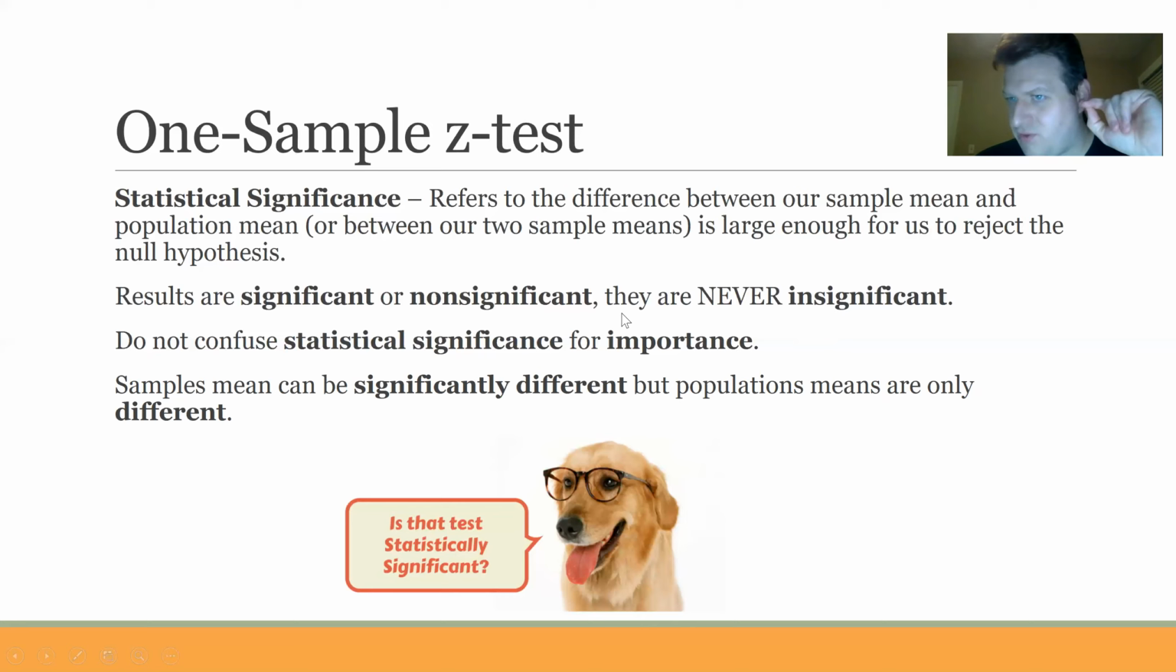It's going to take some while to wrap your mind around what's going on here. I will stop the video right now. We'll do some more examples of one sample z-test, and then we'll talk about assumptions of null hypothesis significance testing.